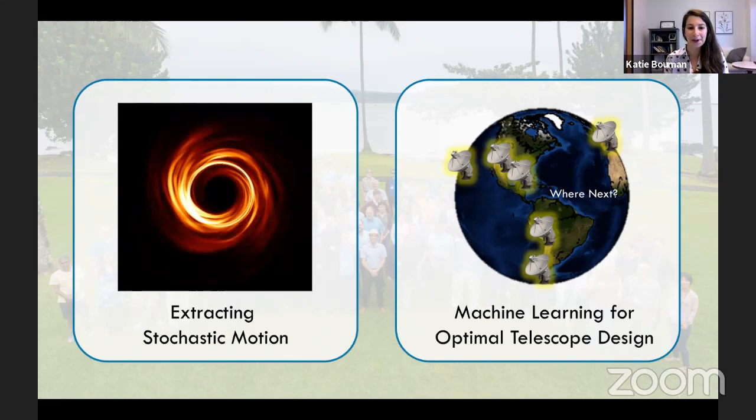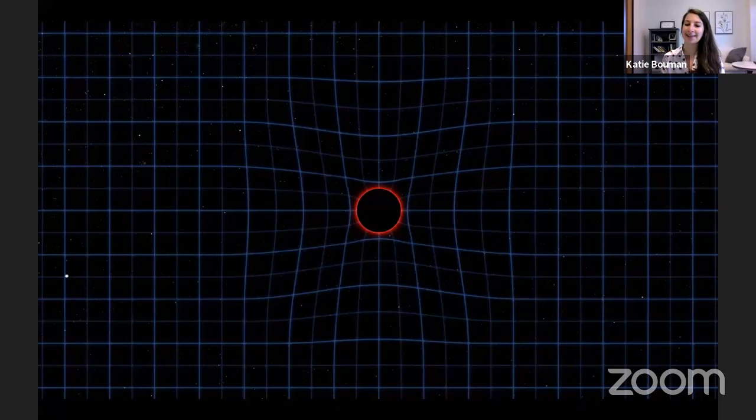Okay, so the first question you might ask is, how are we even able to take a picture of a black hole that by definition doesn't let light escape, right? So it should be unseeable. Well, light propagating near a black hole doesn't follow straight lines. Because the black hole is so massive, it's curving the space-time around it. And so photons can even go in complete circles around the black hole.